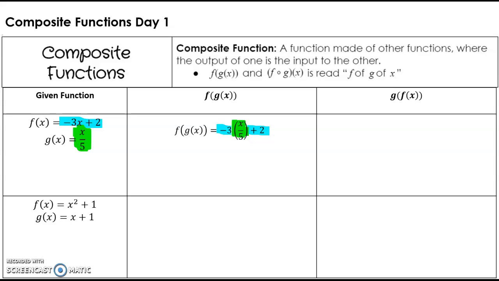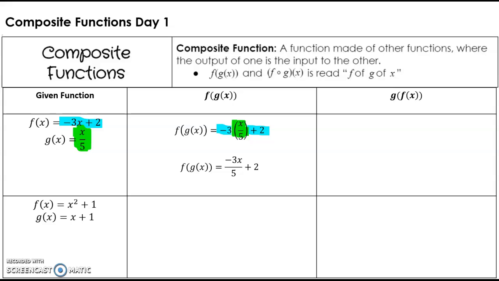So now all I want to do is simplify this. So if I were to simplify this, I would just multiply, and I would end up with negative 3x over 5 plus 2. I can't simplify that anymore, so that is my composite function. All right, so let's try this next one.